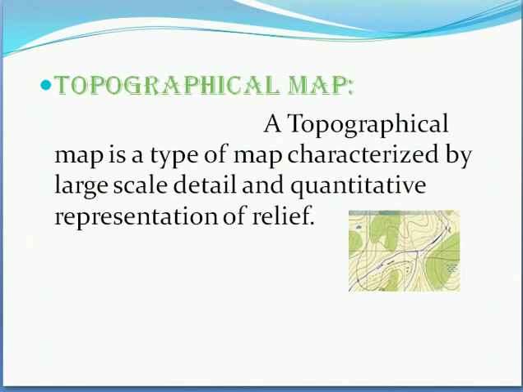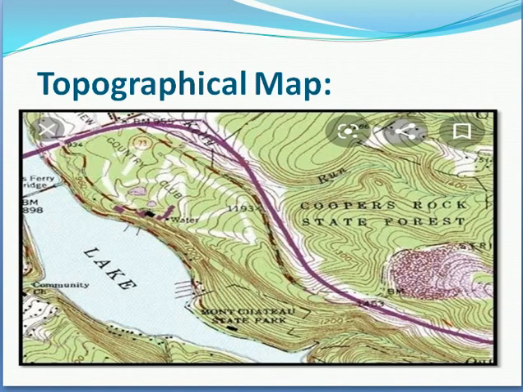Another type is topographical map. A topographical map is a type of map characterized by large scale detail and quantitative representation of relief. And it usually uses contour lines connecting points of equal elevation, but historically using a variety of methods. Traditional definition requires a topographic map to show both natural and man-made features.